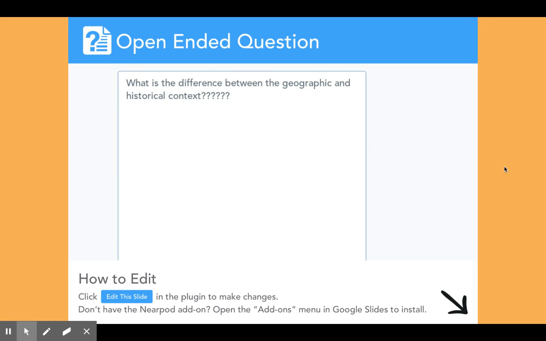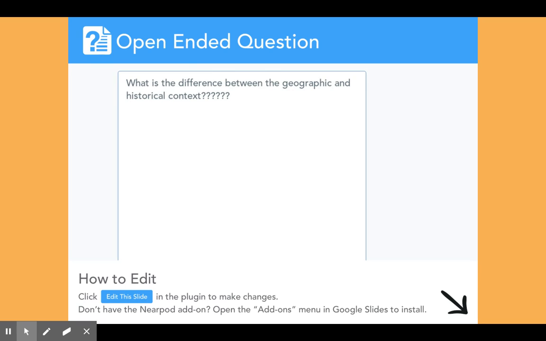Okay? So what I'd like you to do now is think about what the difference is between geographic and historical context. You can write it down maybe on the bottom of your workbook on page 19. So stop the presentation and write an answer to this question. What's the difference between the geographic and the historical context? Press start when you're ready to review.